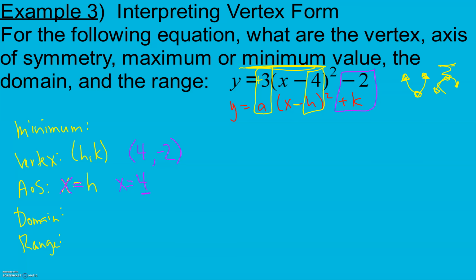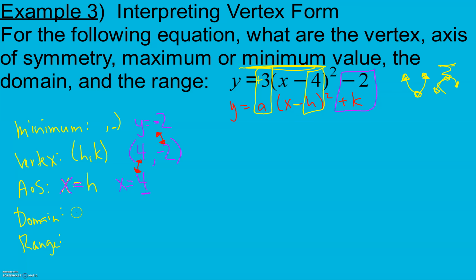Keep in mind, our minimum or maximum value is always the y-coordinate of our vertex, which here is -2. So my minimum is going to happen at y equals -2. So from my vertex, the x comes from my axis of symmetry, and the y is going to be my minimum or maximum value, depending on if it's happy face or sad face.